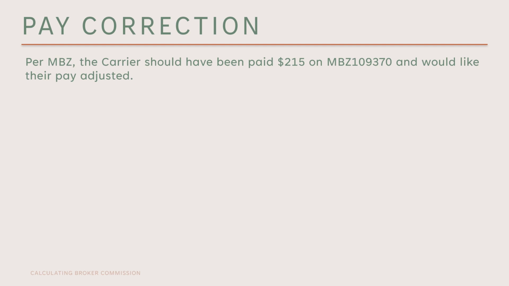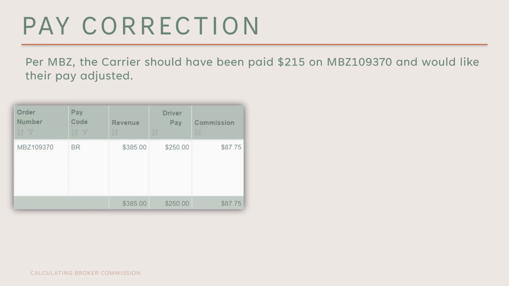Per NBZ, the carrier should have been paid $215 on NBZ 109370 and would like their pay adjusted. So first we'll log into EBH and we can see here that the carrier received $250 on this load.